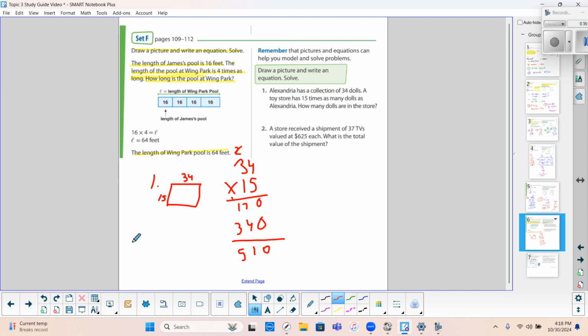The other way of thinking about it is the equation way: 34 times 15 equals D for the number of dolls. That's the equation you have to write. Because if they ask you to write an equation, what numbers am I multiplying? And when I multiply them, I get D for the number of dolls. All right.